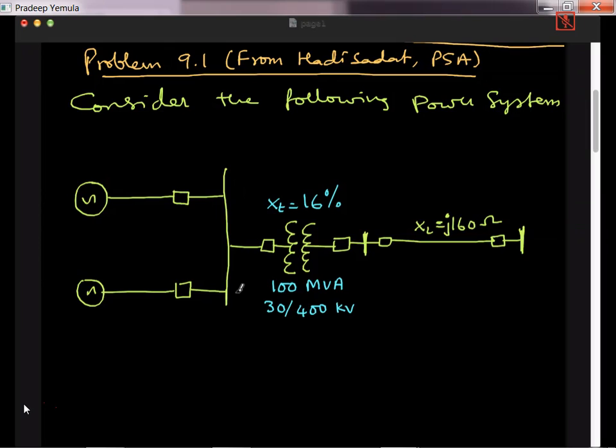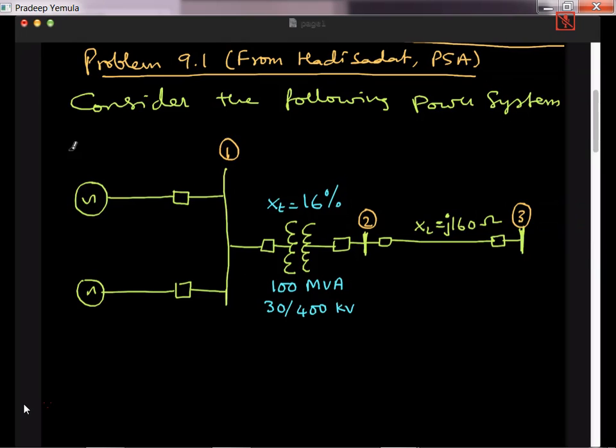That means if I number the buses, so let's say this is bus 1, this is bus 2, and this is bus 3. So the voltage ratio is 30 by 400 kV. So that means bus 1 is 30 kV and bus 2 is 400 kV. So we have a step up generator. Alright, so let's come to the generators itself, and then I'll write down the data for the generators.